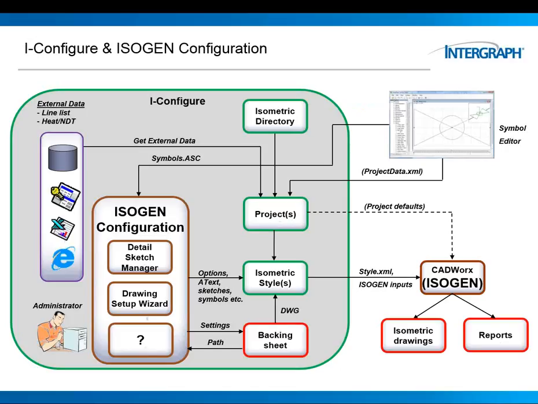So inside iConfigure, we can bring in all sorts of information, for example, pipeline information and detailed sketches. The drawing setup wizard allows us to quickly set up drawing boundaries and attribute locations. The symbols editor can be used to override the default Isogen symbols.